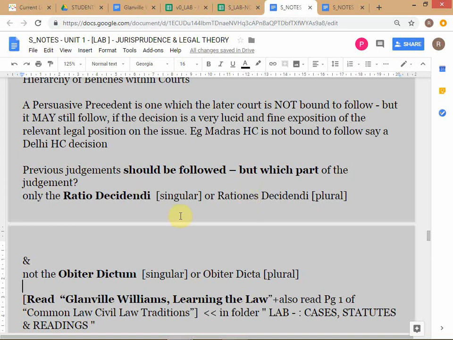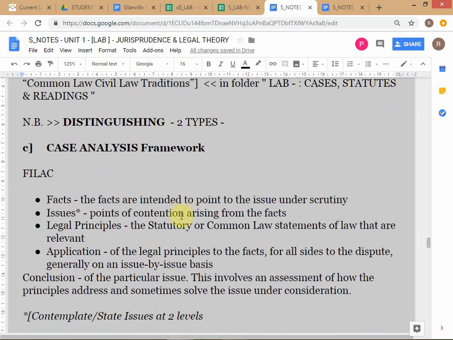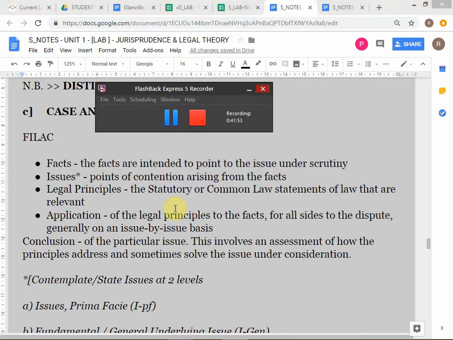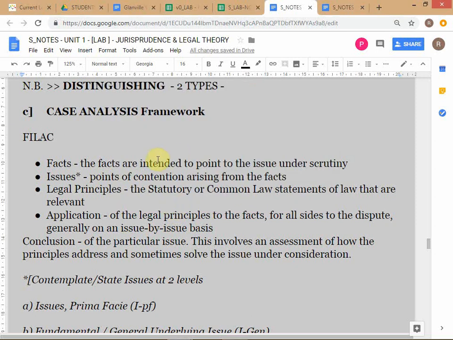This is clear? Okay. Now let's come to this very important aspect, distinguishing. Try to understand this concept. I'm sure many practicing lawyers don't understand distinguishing. Even in our LLB course, it was not taught, it was not really discussed in the class, although thankfully it was there in the reading.